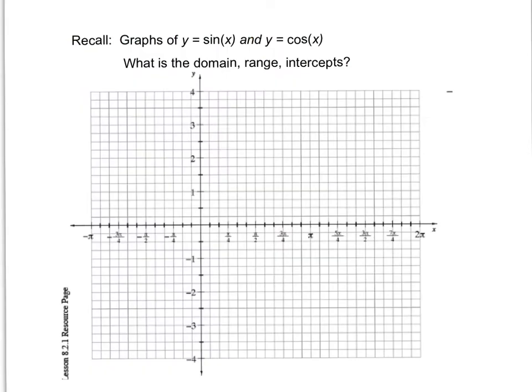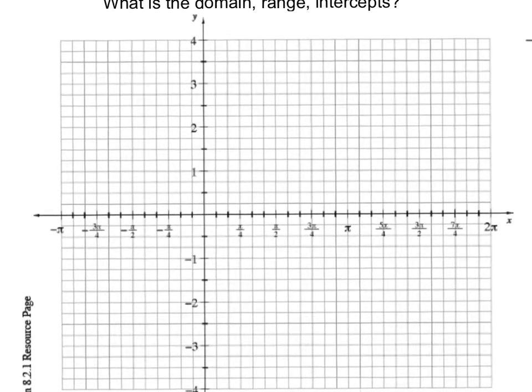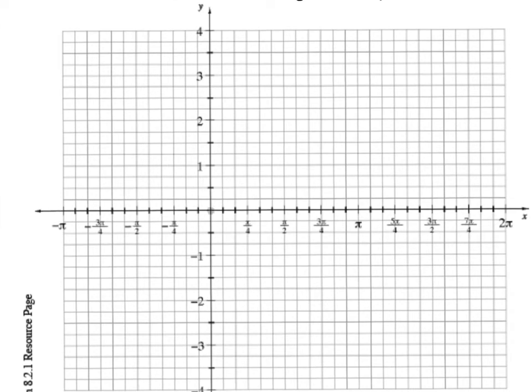Now, before we get into graphing those, let's recall some information about the sine of x and cosine of x functions. We want to talk about what they look like, as well as the domain, range, and x-intercepts. If you recall, the sine function starts at the origin, and then it goes to a max, comes back to the x-axis at pi. Then it goes to a minimum of -1 and then comes back to the x-axis at 2 pi.